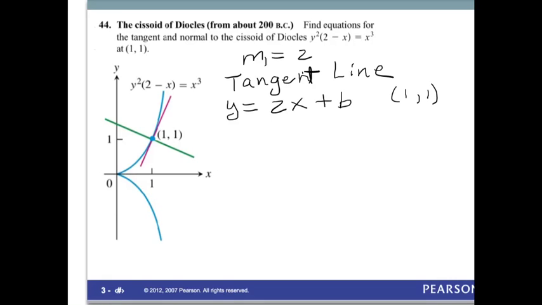And when we do that, we get 1 is equal to 2 plus b. So b is equal to minus 1. So the tangent line, which is this line, is y equals 2x minus 1.